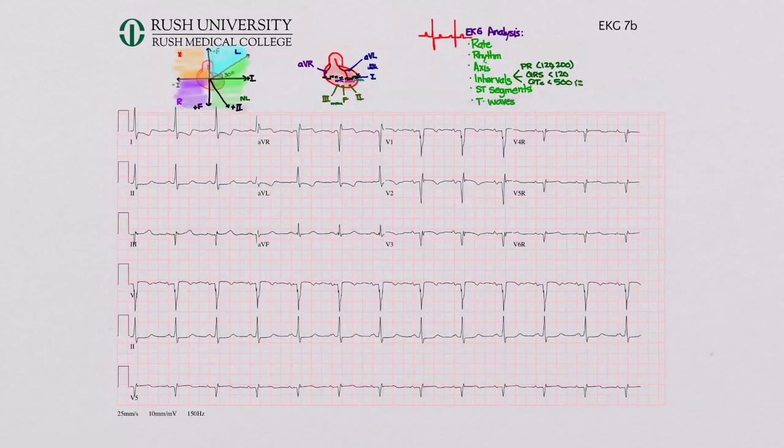So here we have a right-sided MI. Needs to go to the cath lab. IV fluids, no nitroglycerin. Okay, let's go to the next one.